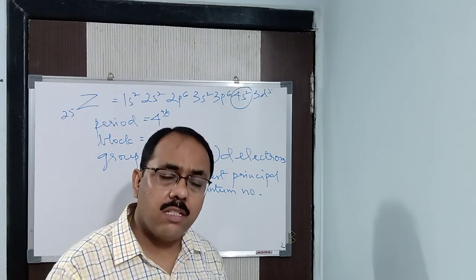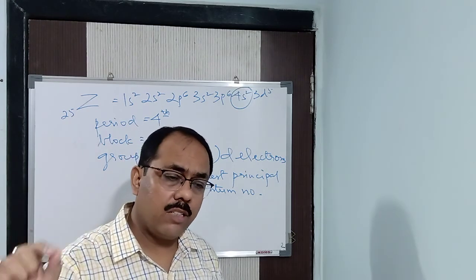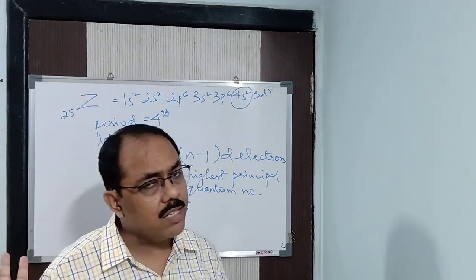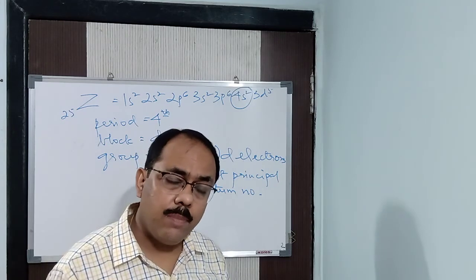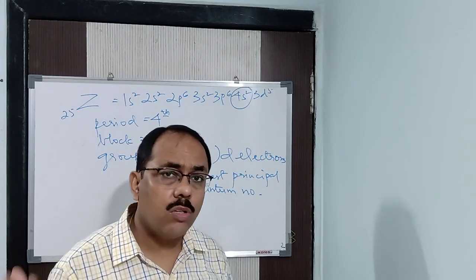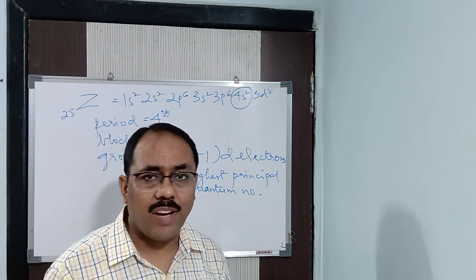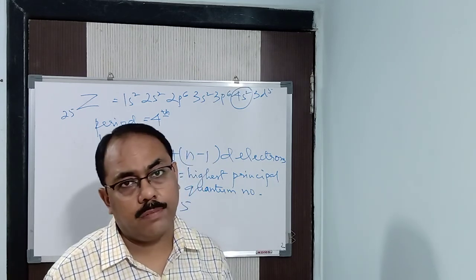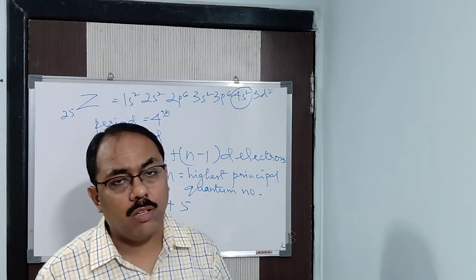Got it? So period is determined by the highest principal quantum number. Block is determined by the electrons entering into which particular subshell, and the group is determined accordingly, which I told you. And the valence electrons also, I have told you how they are determined. If an element has 1, 2 or 3 valence electrons, it is a metal. If it is 4, it's a metalloid. If it has 5, 6, 7 valence electrons, it is a non-metal. And 8 is an inert gas. You know everything. So in this way, we can determine the group, period, block and all these things. Thank you.